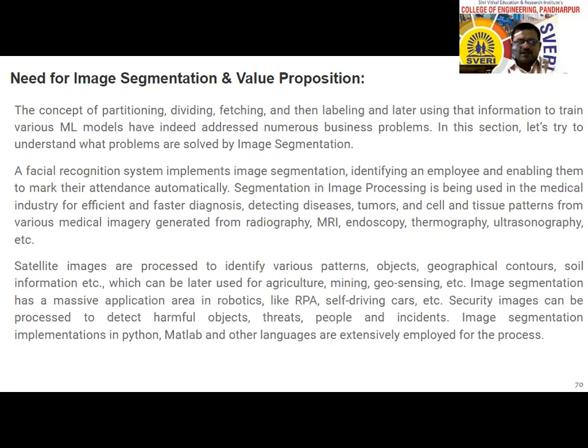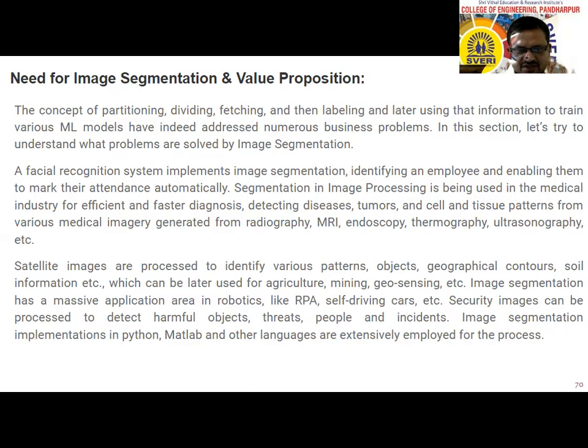Now, need for image segmentation and value proposition. Why is there a need? The concept of partitioning, dividing, fetching, and then labeling, and later using that information to train various machine learning models have indeed addressed numerous business problems. In this section, let us try to understand what problems are solved by image segmentation.